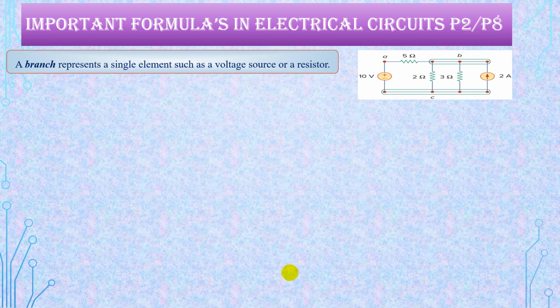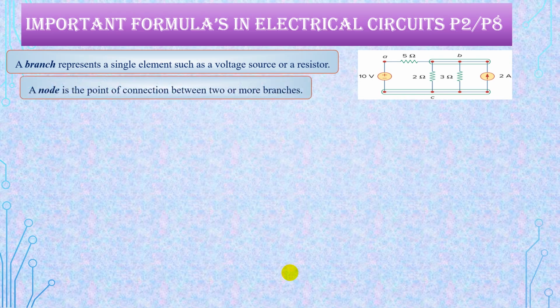Now loops. A loop is nothing but starting from a branch and finishing in the same branch. This is A to B through 2 ohms, then C and coming back to A. This is one loop. It should not repeat the same node. So a node is a point of connection between two or more branches. A branch represents a single element such as a voltage source or resistance.